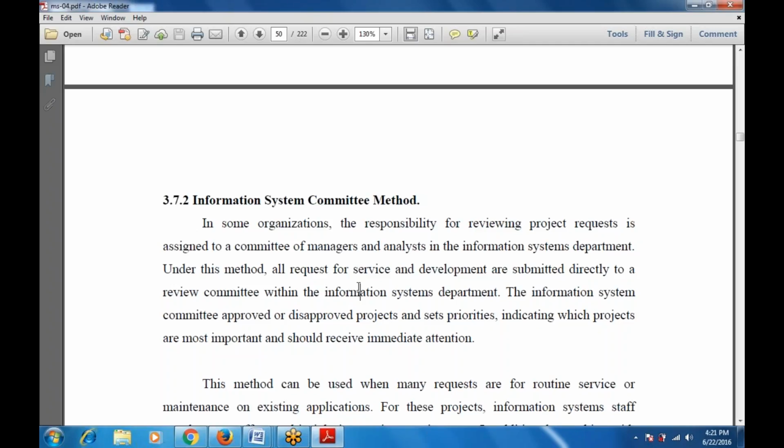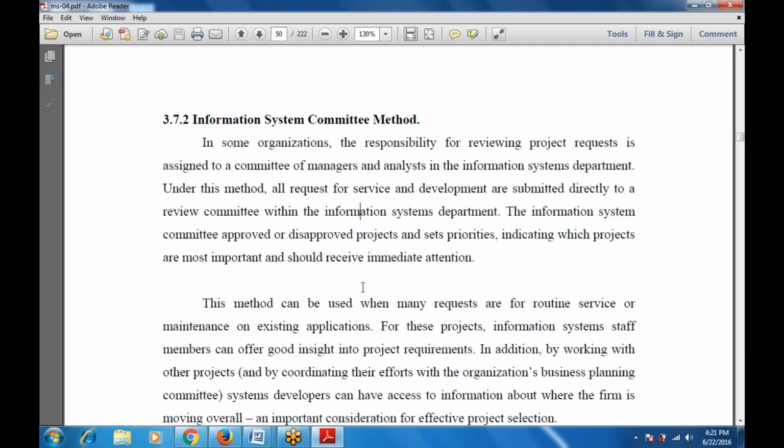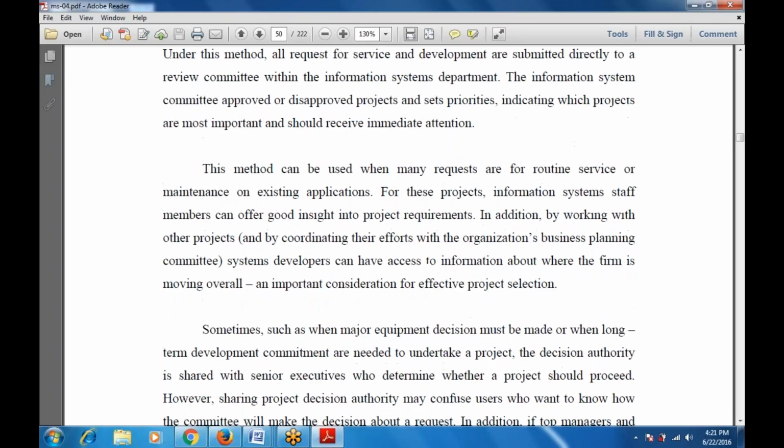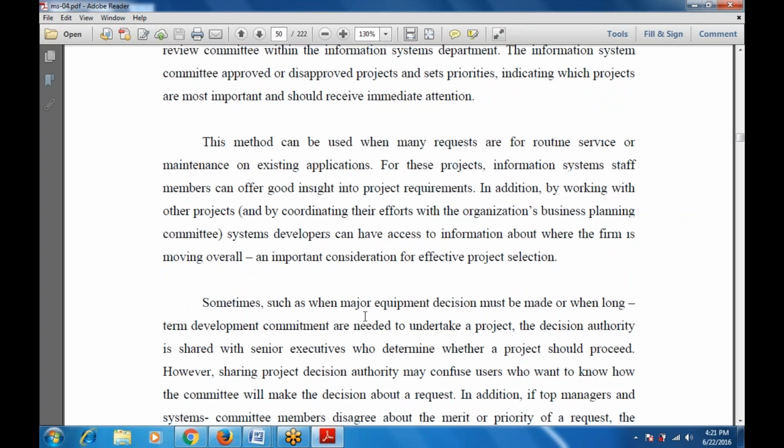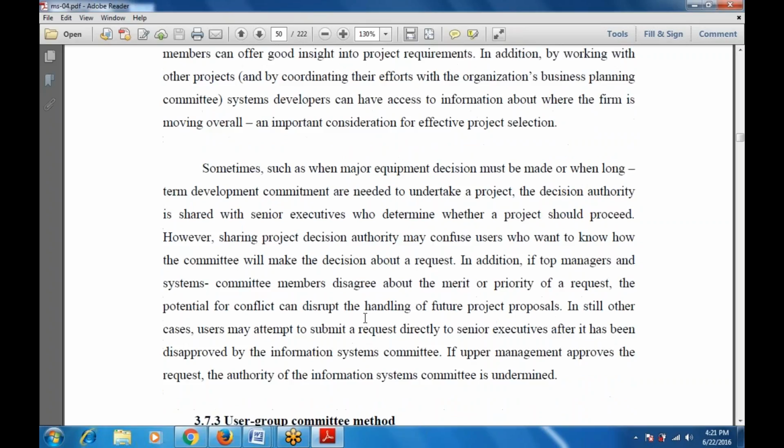This method can be used when many requests are made for routine service or maintenance on existing systems or applications. For example, the information system staff members offer good insight into the project requirements by working with the other people involved, including the system developers and the information manager, by which the firm is moving overall. That is an important consideration for effective project selection.